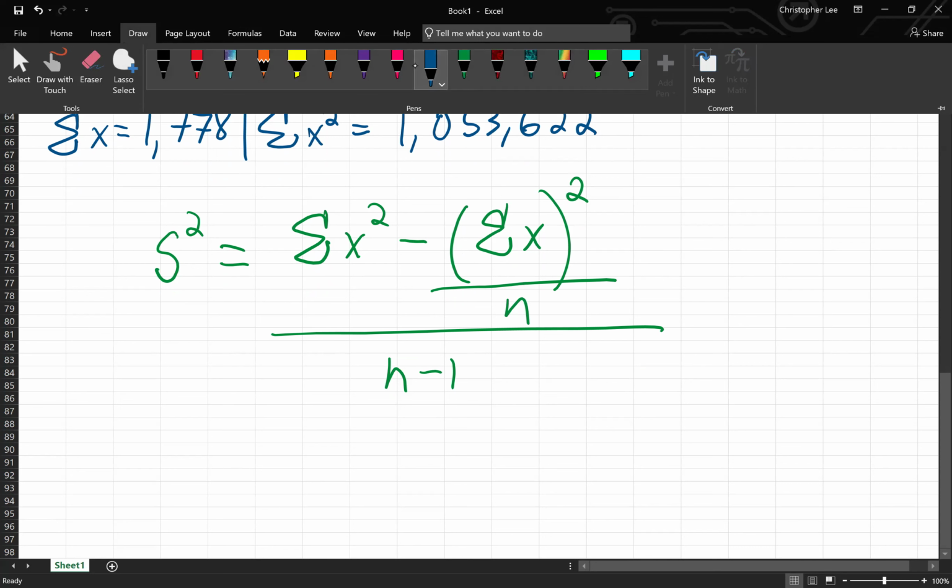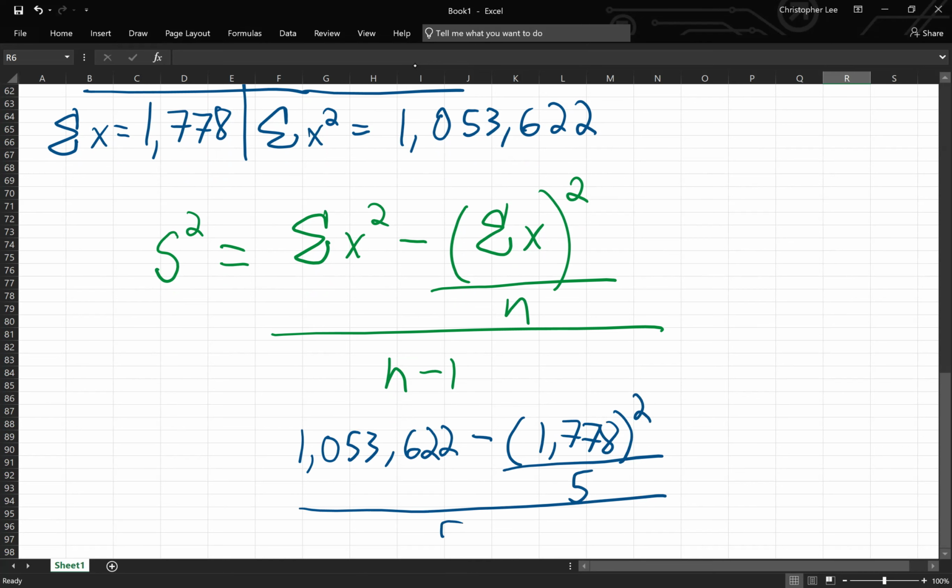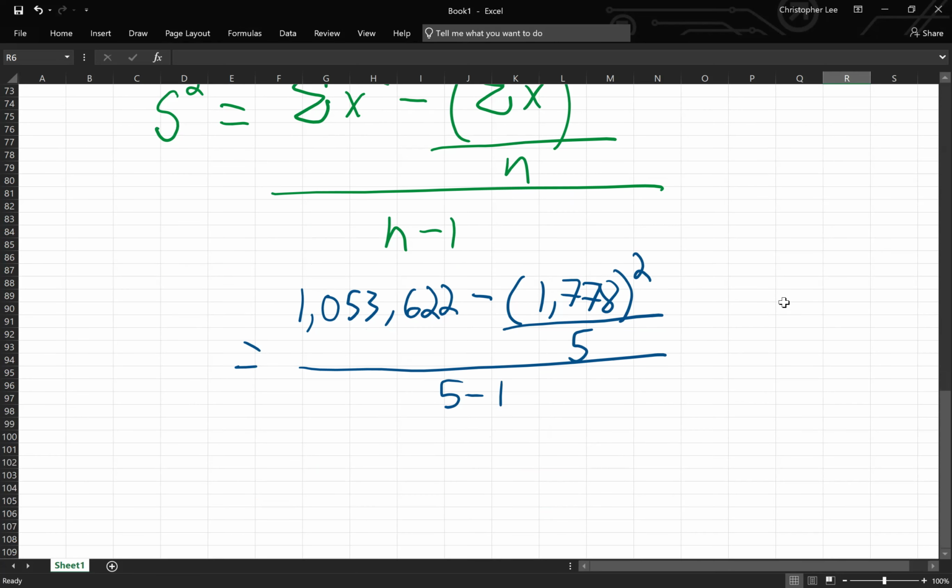All right, I'm going to plug in the numbers. I got 1,053,622, minus the sum of x, which is 1,778, squared, divided by 5, and then divided by 5 minus 1. When you do that, what do you get? 316,128.4. A whole number, no decimals?